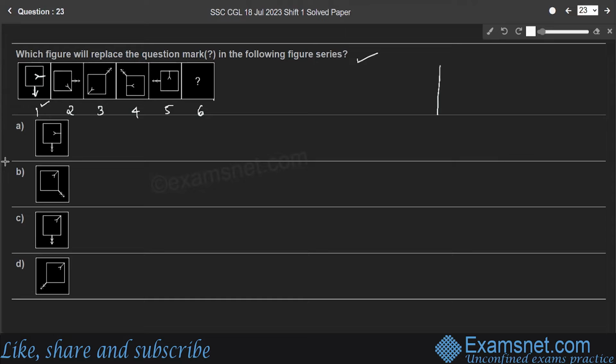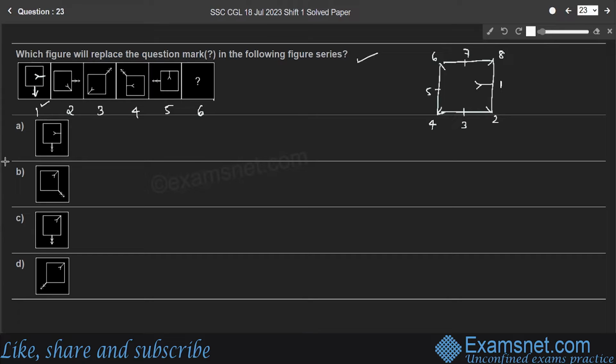Now, I'm considering a square box and a symbol inside the box. I'll name the position of the symbol as first position, second position, third, 4, 5, 6, 7, and 8, different positions of the symbols. I'm naming it like this.